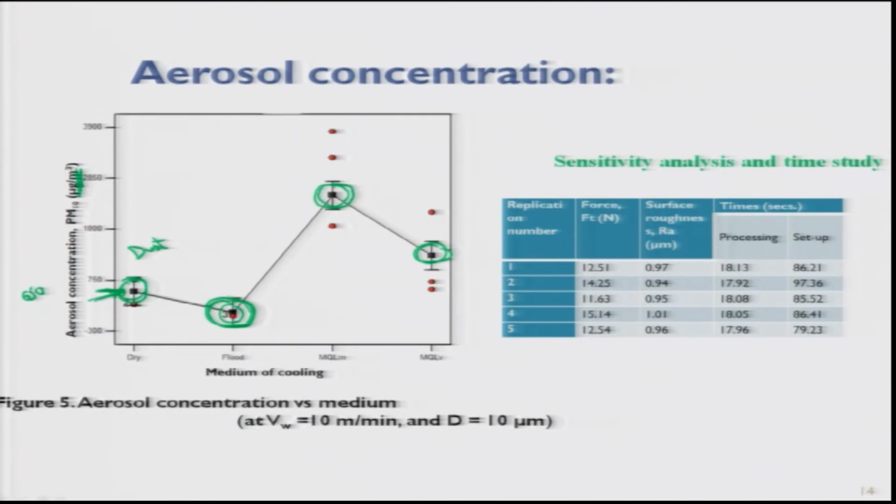And in case of flood, because this dust is flushed away, that is why this concentration is coming low. But in case of MQL, because spraying is there, mist is being generated, so the concentration becomes high. In case of vegetable oil, the concentration is also high, but it is lower than this one because the viscosity of this vegetable oil is lower.